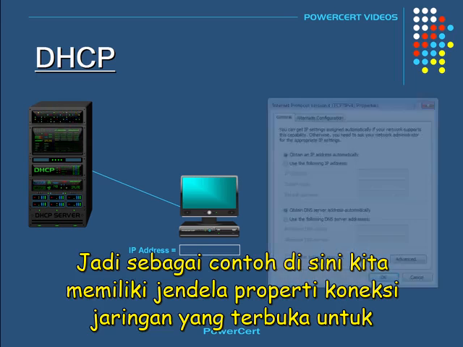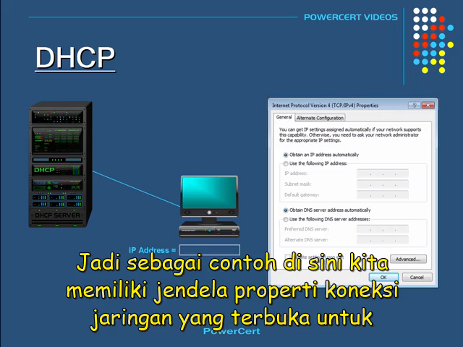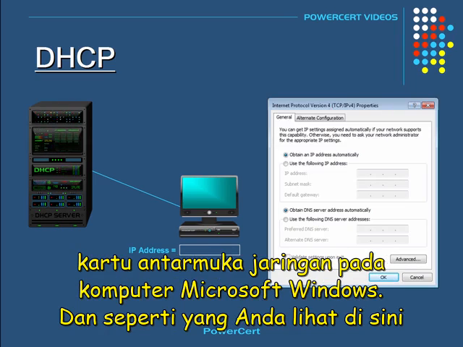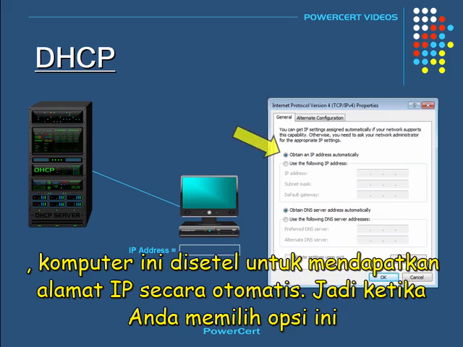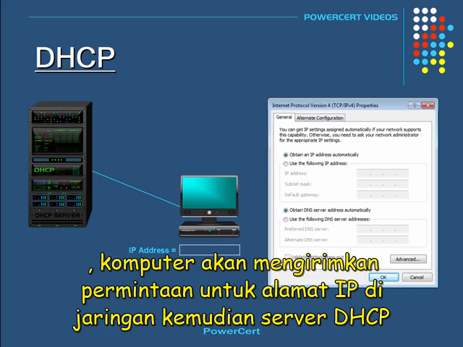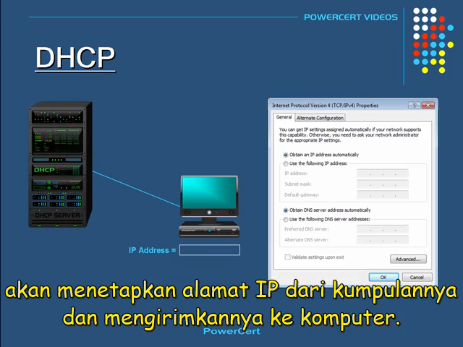So as an example, here we have the Network Connection Properties window open for the network interface card on a Microsoft Windows computer. And as you can see here, this computer is set to obtain an IP address automatically. So when you choose this option, the computer would broadcast a request for an IP address on the network. Then the DHCP server will assign an IP address from its pool and deliver it to the computer.